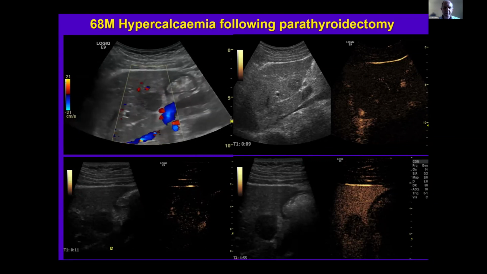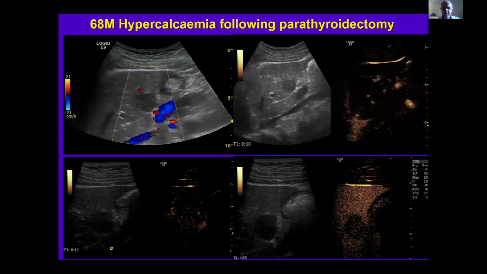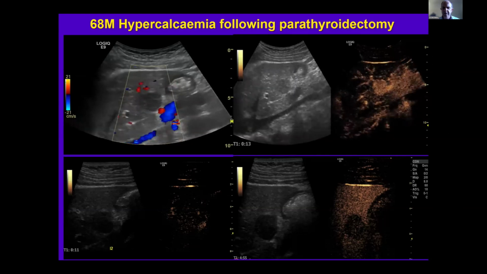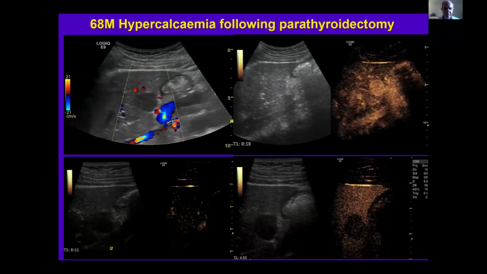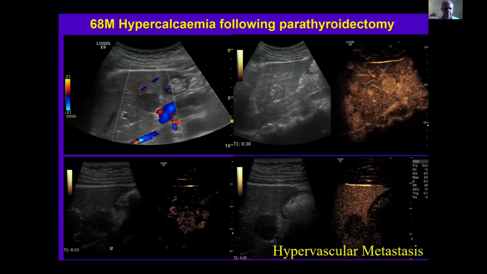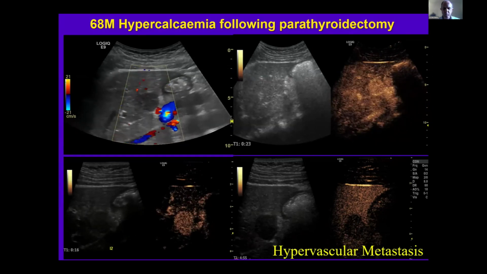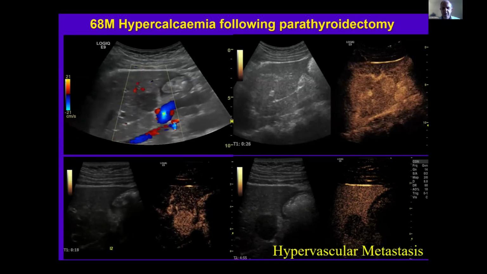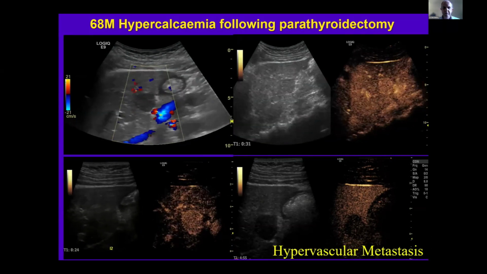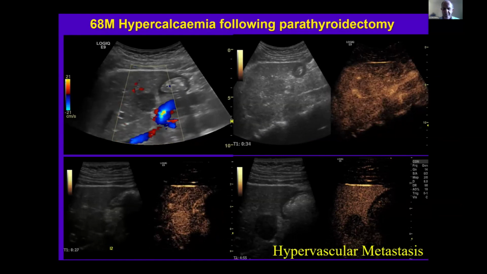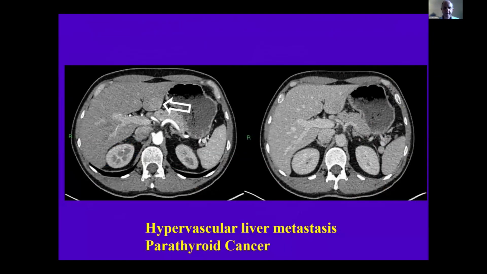And here's the liver lesion here. And then when we gave contrast, avid enhancement in the arterial phase. And I switched to a high frequency probe to get even more spatial resolution. And you see beautiful enhancement there. And then it washed out in the late phase. So this is a hypervascular metastasis from a parathyroid carcinoma, which explains the persistent hypercalcemia. So very, very rare. And here it is on CT. You can hardly actually see it. So it just shows the beautiful spatial resolution that we get on ultrasound.